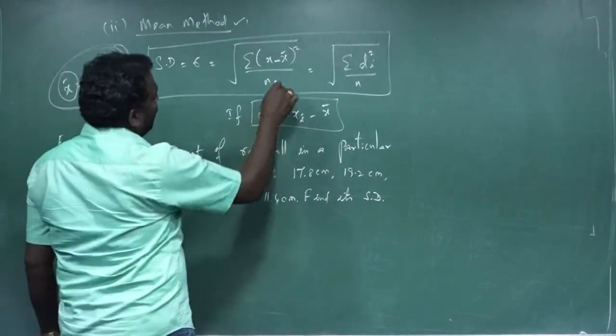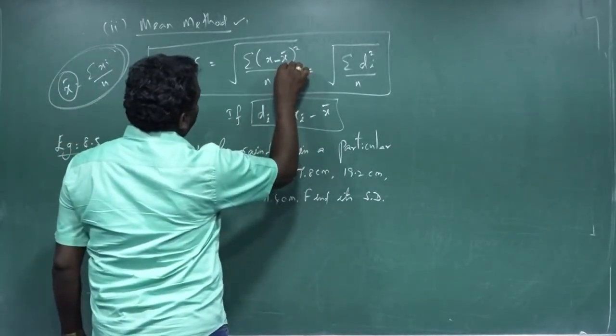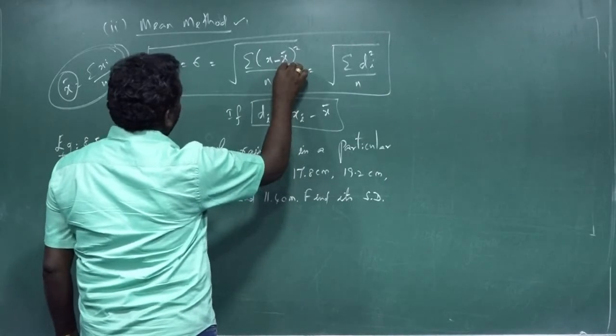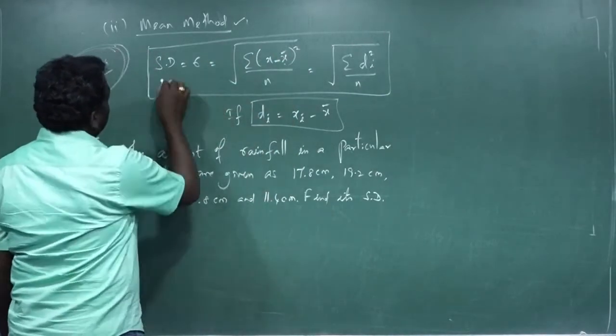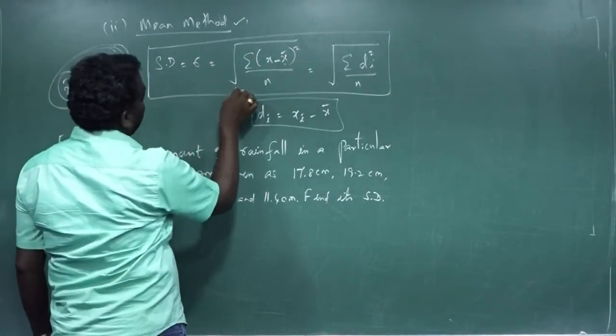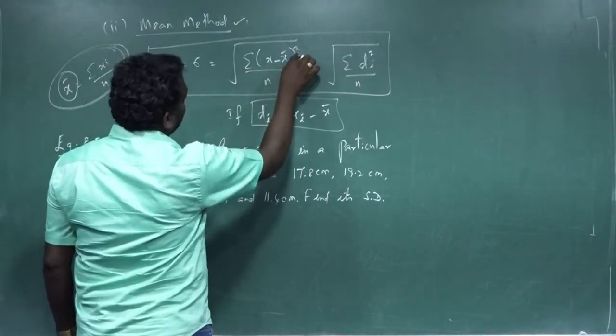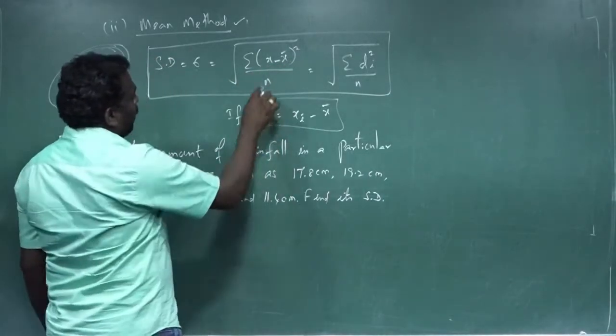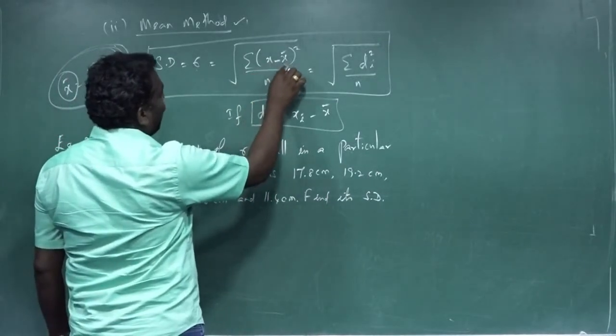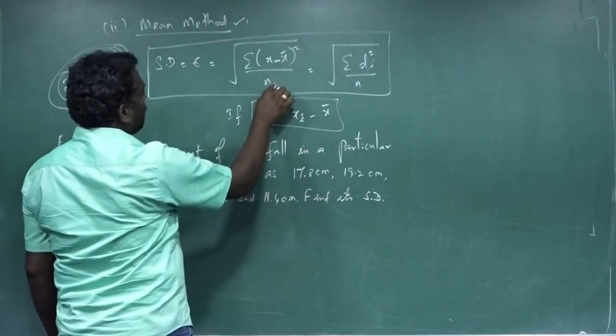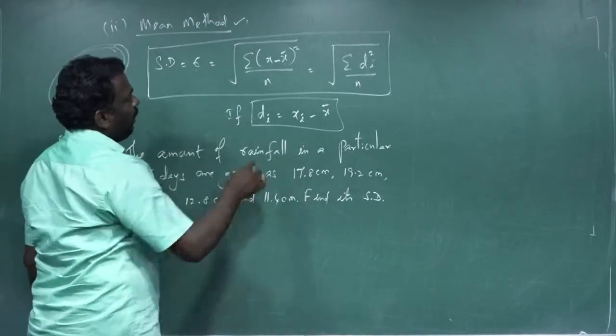Now here we are using x bar, which is called the mean, to find the standard deviation. The standard deviation is defined by sigma is equal to the square root of summation of x minus x bar whole square by n. This is the standard deviation formula using the mean.